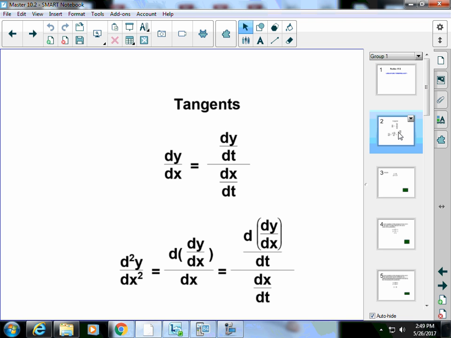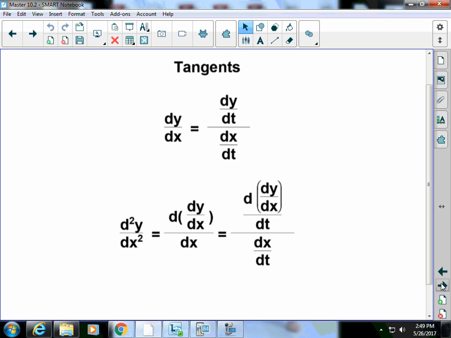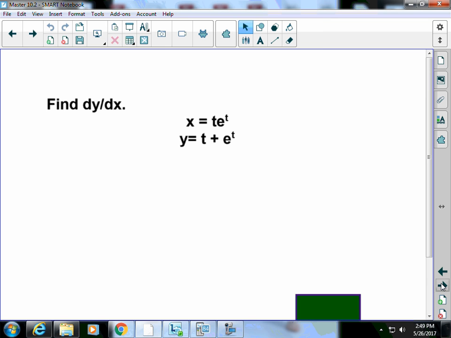When we want to find dy/dx, we find the derivative of y with respect to t and the derivative of x with respect to t. Then to find the second derivative, we take that dy/dx, take the derivative of that, and divide it by that last dx/dt that we had. It sounds confusing, but trust me, it's not that bad. We'll see some examples and see that it really isn't too hard to do.